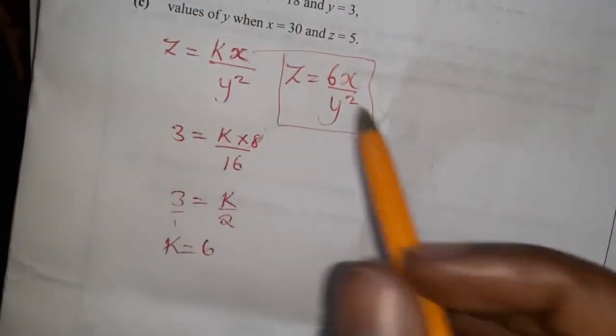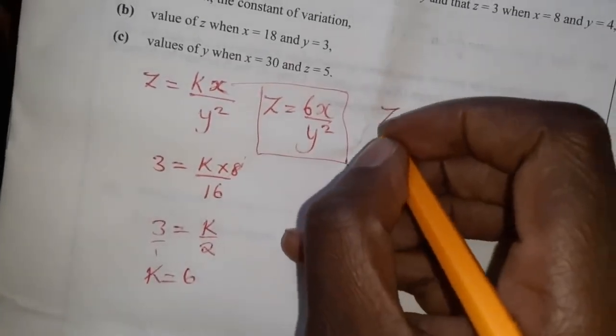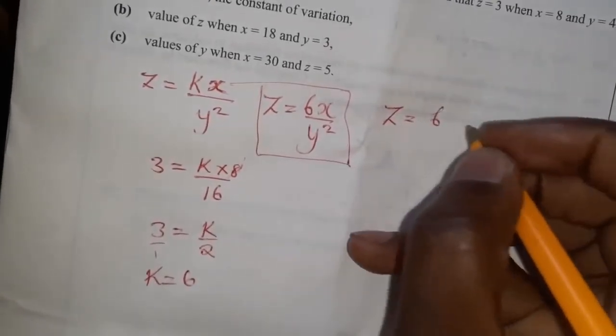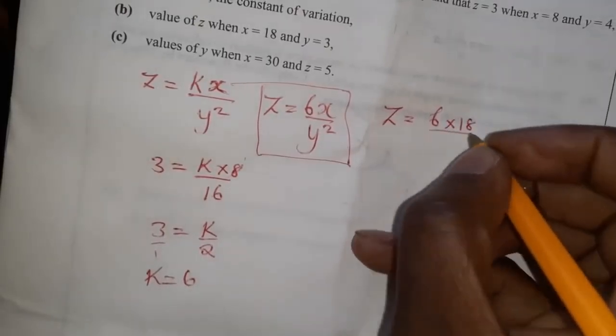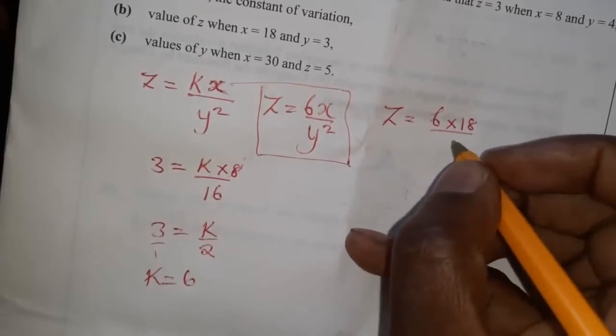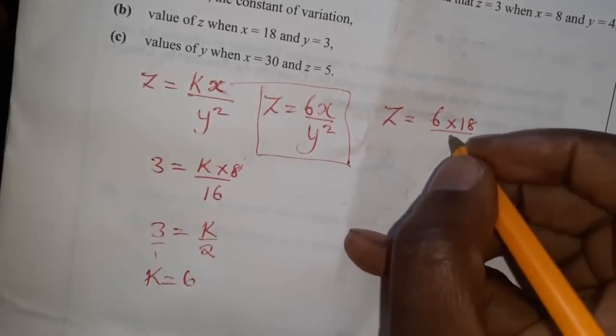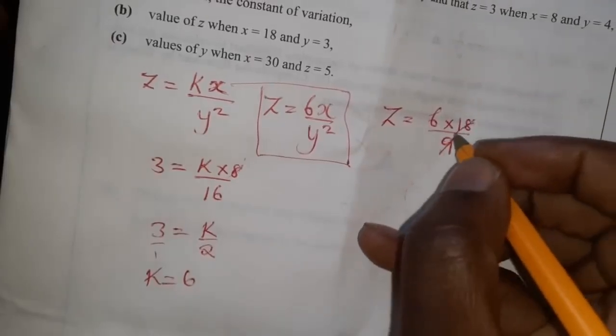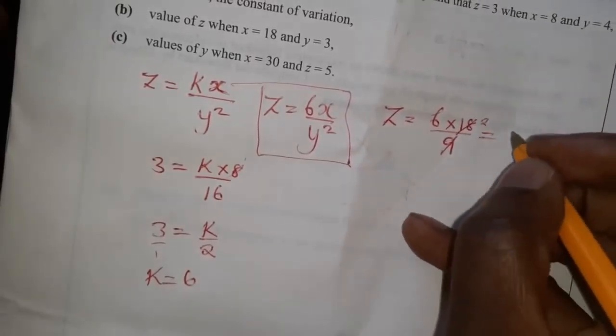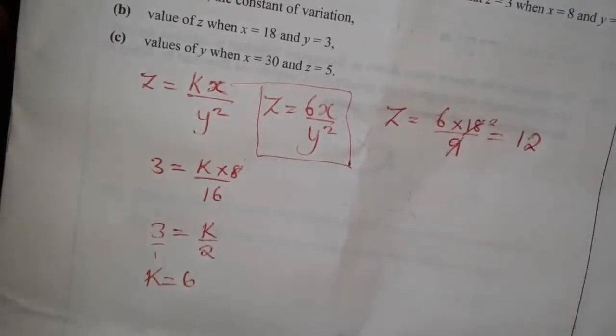Find the value of Z when X is equal to 18 and Y is equal to 3. So when you square 3, you get 9. 9 here, 1, 9 here, 2. So Z is equal to 12. So Z here is 12, k is 6.